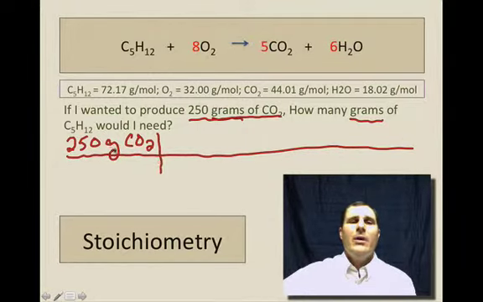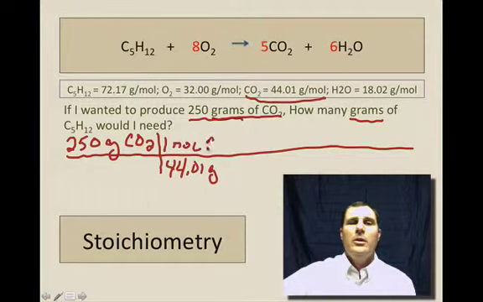Okay. Now, since it's in grams, I can't put it right into a mole ratio. Instead, I have to convert it to moles. So I need my molar mass of CO2. My molar mass of CO2 is 44.01 grams for every 1 mole. Since grams is up here, I want grams down here. And I'm going to go 44.01 grams is every 1 mole of CO2. Good. Grams of CO2 cancels. I'm left with moles of CO2.